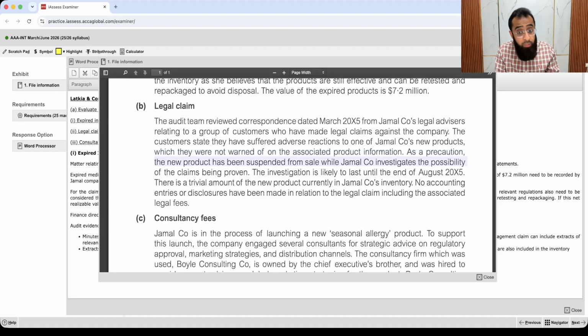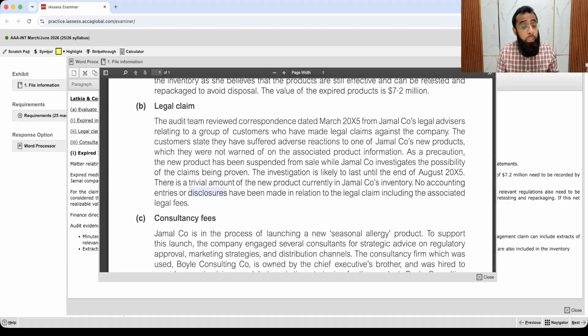As a precaution, the new product has been suspended from sale while Jamal Company investigates the possibility of the claim being proven. The investigation is likely to last until the end of August 20X5. There is a trivial small amount of new product currently in Jamal Company inventory that also needs to be removed. No accounting entry or disclosure has been made in relation to the legal claim, including the associated legal fees.